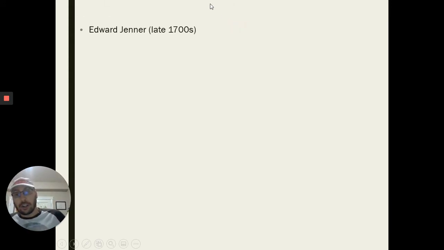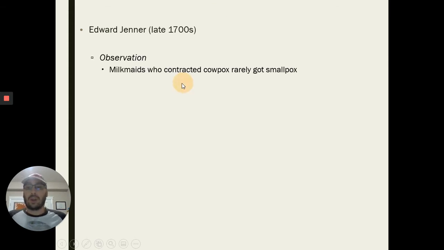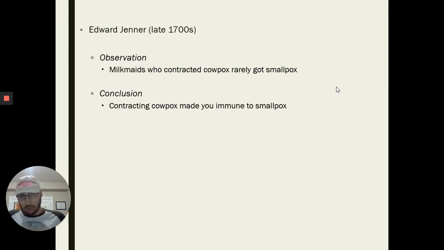Okay. Edward Jenner, very important scientist. He was a gentleman that observed milkmaids. Back in the day, he observed that milkmaids who came down with something very similar to smallpox, called cowpox, very rarely came down with smallpox. Okay, he came to a conclusion using the scientific method that contracting cowpox made you immune to smallpox. So if you got the less harmful cowpox, you didn't have to worry about smallpox.